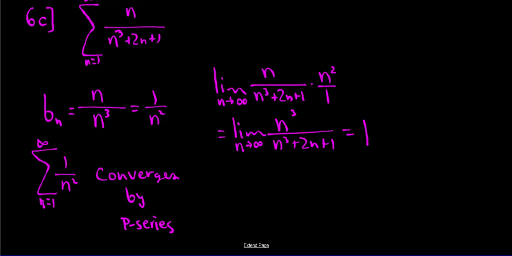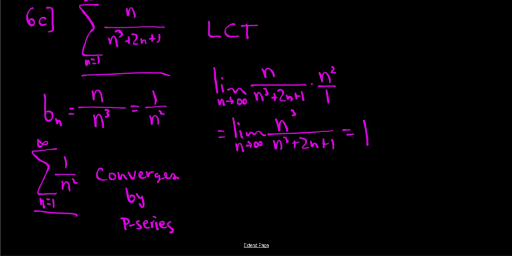Now, the limit comparison test tells us that if your limit is finite and bigger than 0, they both either converge or diverge. This one converges, therefore this one converges by the limit comparison test. So there's the comparison test.